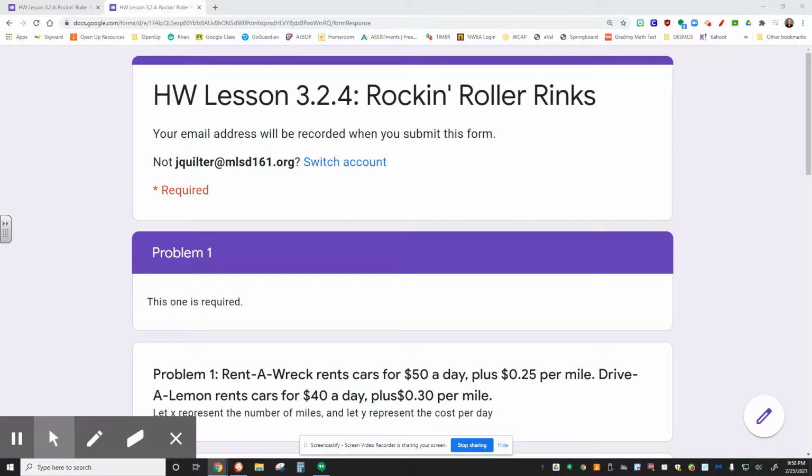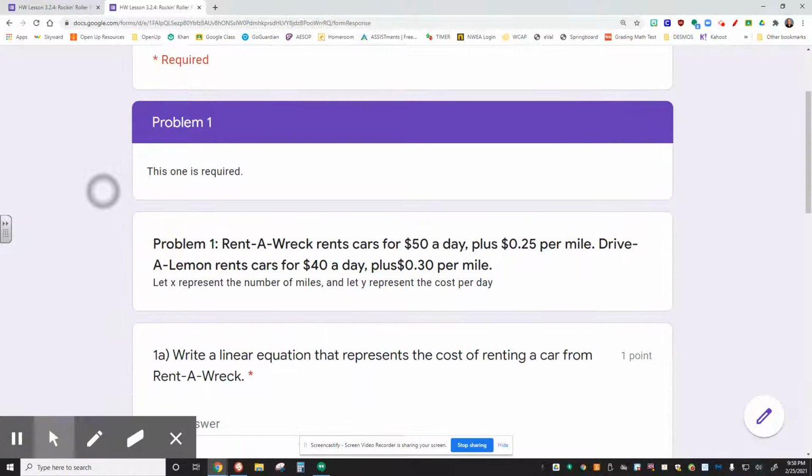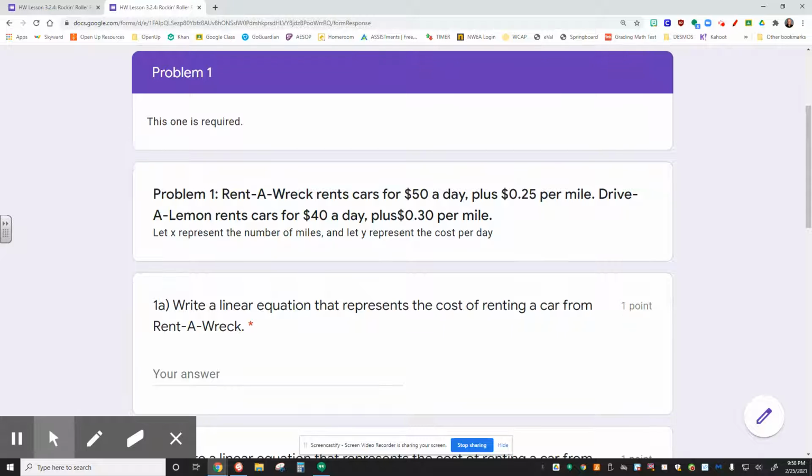Here's a little bit of help as you navigate through today's lesson, the homework for lesson 3.2.4, Rock and Roller Rinks. We got through most of the lesson. We'll have to talk about it when I'm back on the next day. But here we go, problem one. This one's a required problem.